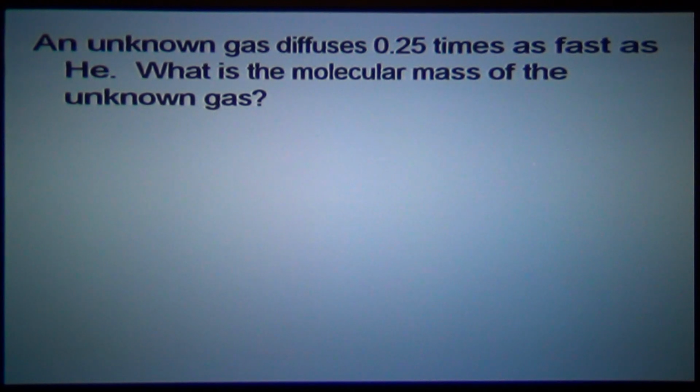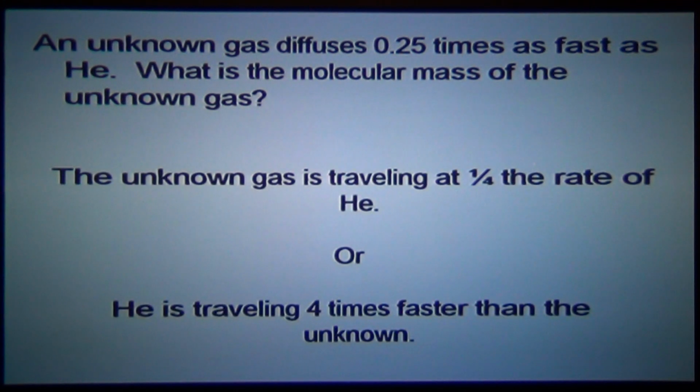Kind of a different way of stating it from the last problem. We're still comparing to helium, and the unknown gas is still heavier. It's going to be traveling slower. It's only traveling at 1/4 the rate of helium, or if you will, helium is traveling 4 times faster. So here's how we can visualize this. The unknown gas is traveling at 1/4 the rate of helium. Or another way of saying that is helium is traveling 4 times faster than the unknown. Obviously 0.25 is 25% or 1/4 of something. So the unknown gas is traveling at 1/4 the rate of helium, or helium is traveling 4 times faster.